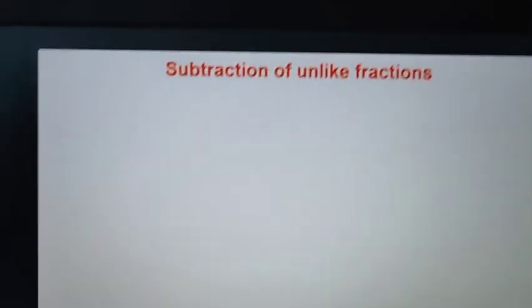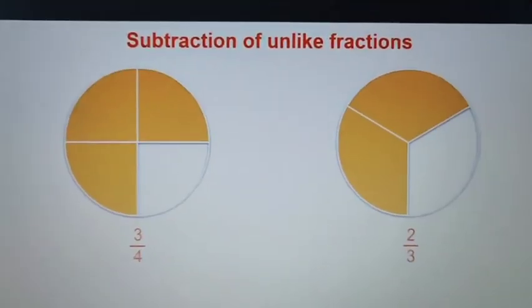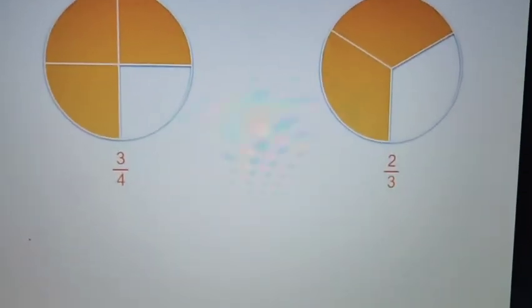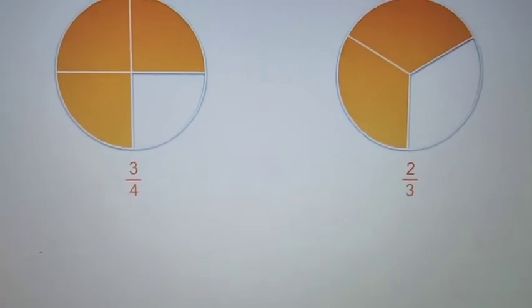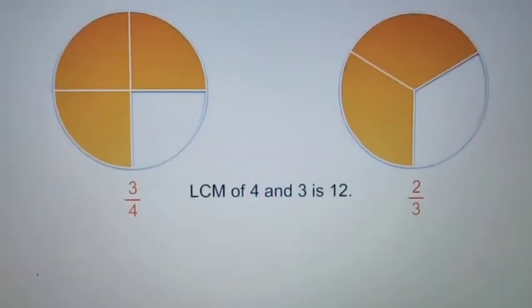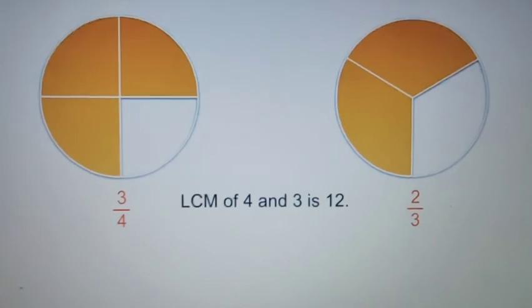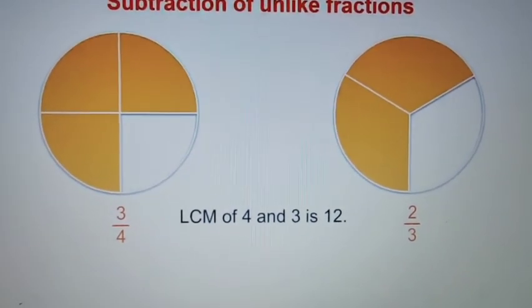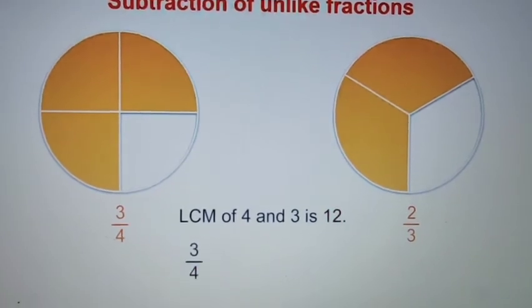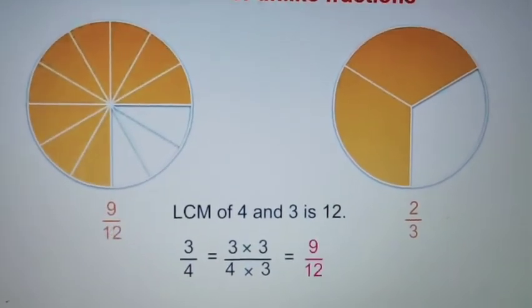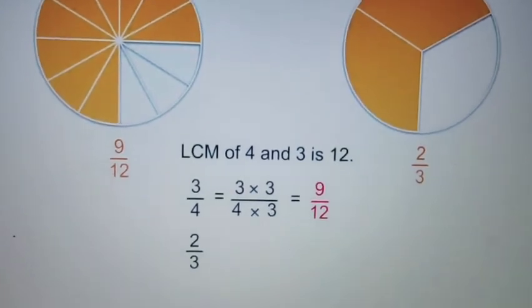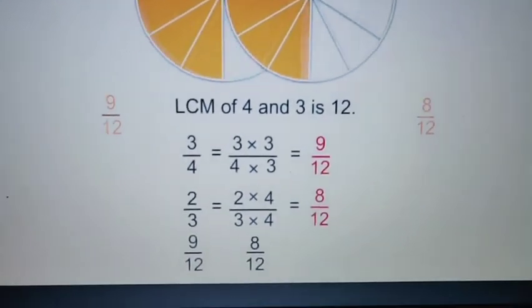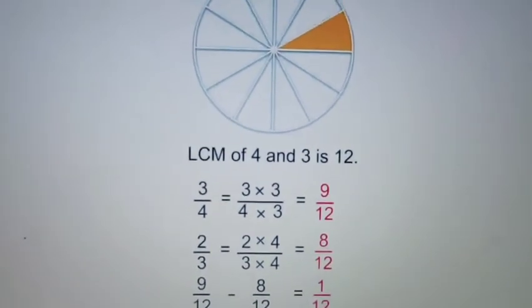Subtraction of unlike fractions. To subtract unlike fractions, we first convert them to like fractions. Let's understand this. The LCM of the denominators is 12. We convert the fractions into equivalent fractions with denominator 12. 3 by 4 becomes 9 by 12. 2 by 3 becomes 8 by 12. Now, the two fractions are like fractions and they can be subtracted.